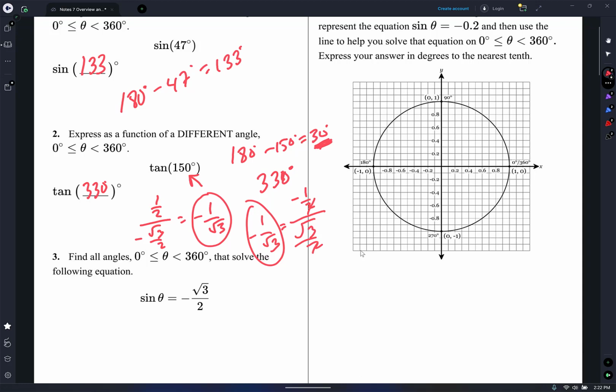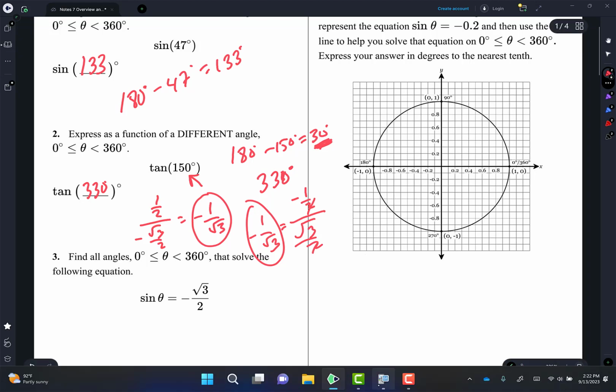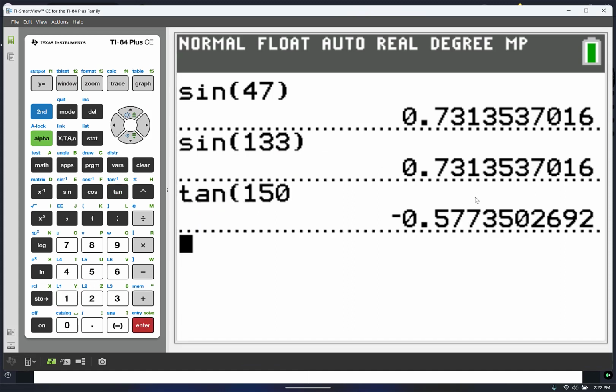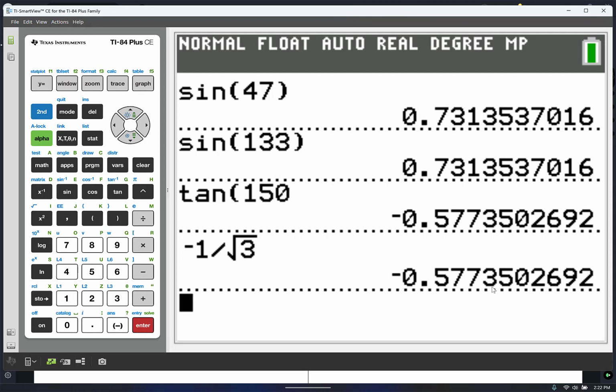Okay, so we just did it 2 different ways, or 3 if you count the other one. Cool or not cool? All right, so check it out. If I take my calculator and I go tan of 150, I get this number. That number is negative 1 divided by square root of 3. Look, guys, negative 0.577. So tan of 330.